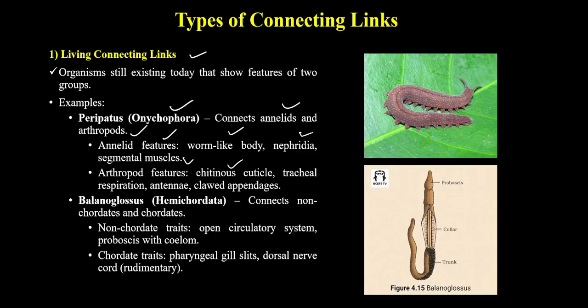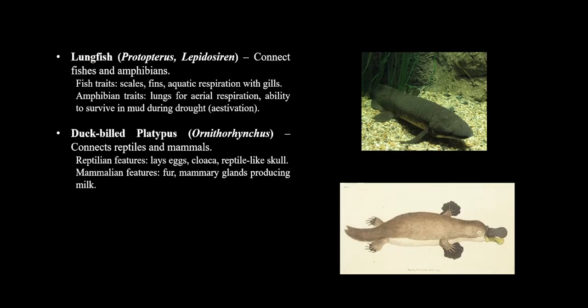The non-chordate traits are that it contains an open circulatory system, and it contains the proboscis, this region, with coelom. The chordate features are pharyngeal gill slits and a dorsal nerve cord, which is rudimentary, in a very primitive form, but it shows chordate characters also, so it acts as a bridge between the non-chordates and the chordates.